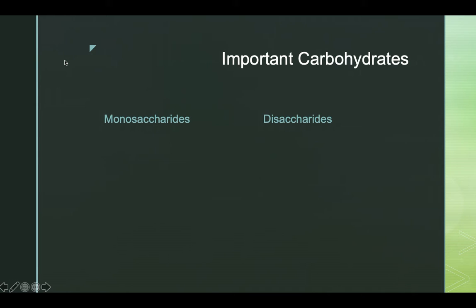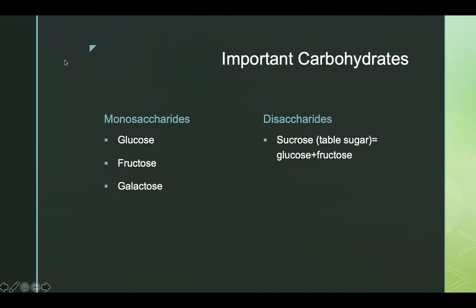So there are three monosaccharides that you're going to hear about a fair amount. There are more monosaccharides than just this, but these are probably the most common ones. Glucose, fructose, and galactose. So those are three monosaccharides. And disaccharides, they're going to be made up of those monosaccharides. So for example, sucrose, which is table sugar. So if you just go into your cupboard and pull out that 10-pound bag of white sugar, that's sucrose. Sucrose is just glucose plus fructose.